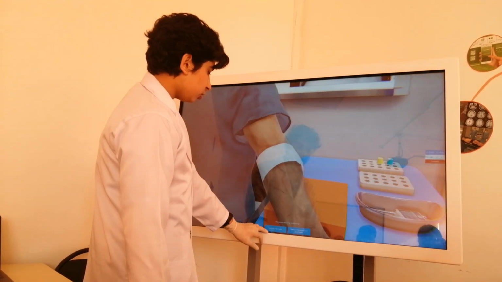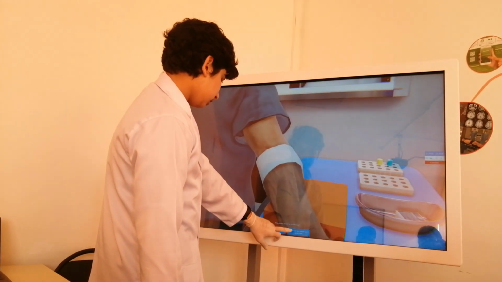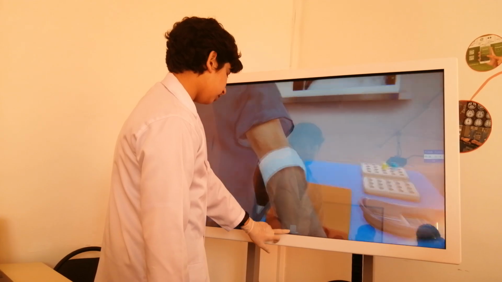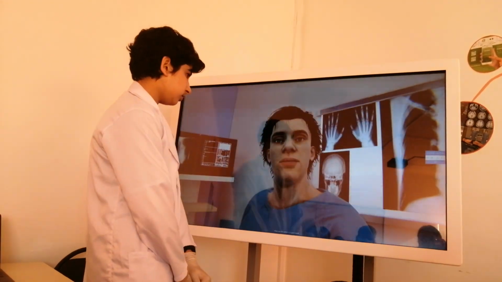Labeling of test tubes. Make sure the patient is in good health.